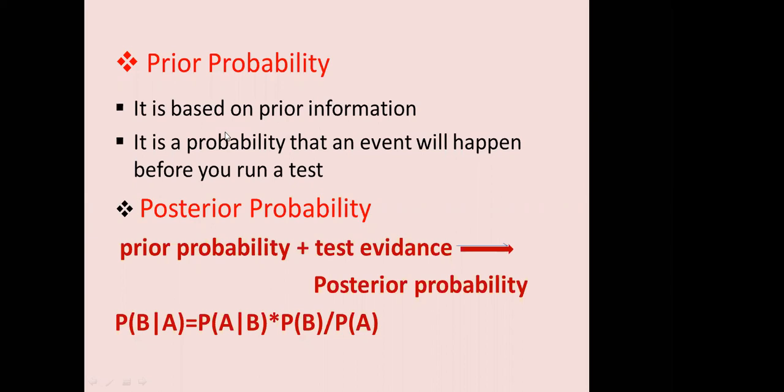When you get some evidence from the test itself, when you run the test, it leads to the posterior probability. That is, posterior probability is nothing but a modification or adjustment to the prior probability. Posterior probability is simply the probability that an event will happen after taking the new test evidence into consideration. To calculate the posterior probability, we use the Bayes theorem. Bayes theorem is: probability of B given A is equal to probability of A given B into probability of B, divided by probability of A.